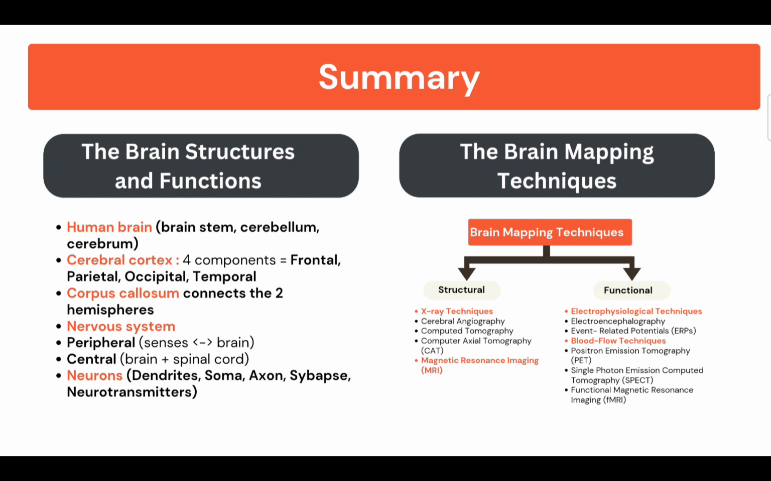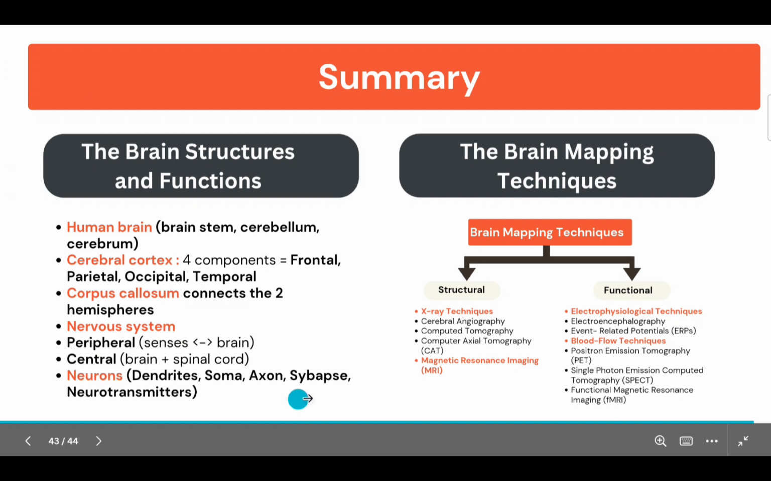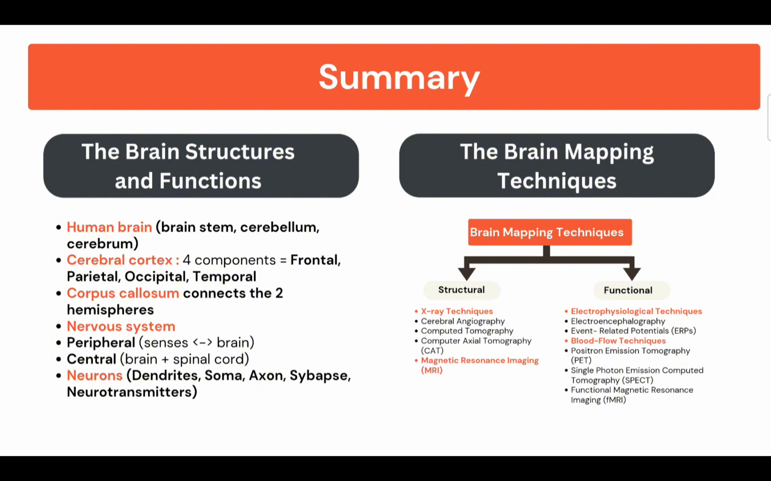Next we have the corpus callosum that connects the 2 hemispheres, and we also have the nervous system divided into 2, the CNS and the PNS. The central nervous system, CNS, is the brain and spinal cord. For peripheral, we have the afferent and efferent, senses to the brain and brain to the senses, and for neurons, we have the dendrites, soma, axon, synapse and neurotransmitter. That was what we covered in the first subtopic, the brain structures and function. For the brain mapping techniques, we covered the structural and functional techniques involving X-ray techniques, magnetic resonance imaging, electrophysiological techniques, and blood flow techniques.